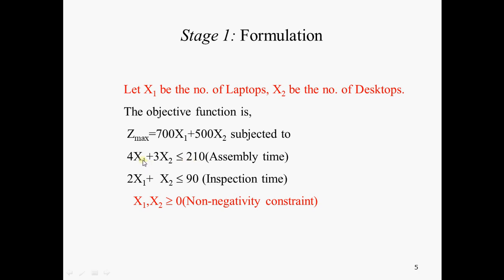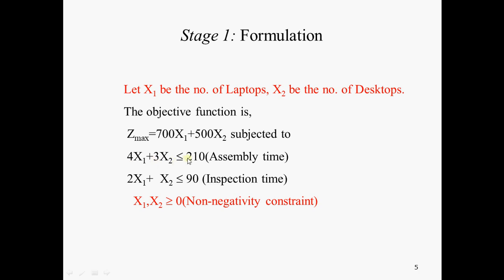Then if you assume x1 as 0, you will get some value of x2. What is the value of x2? 3x2 equals 210, so x2 is 210 by 3, that is 70. So (0, 70) is one pair of coordinates. On the contrary, you assume x2 as 0, then 4x1 will take the full value, that is 210. So x1 is 210 divided by 4.